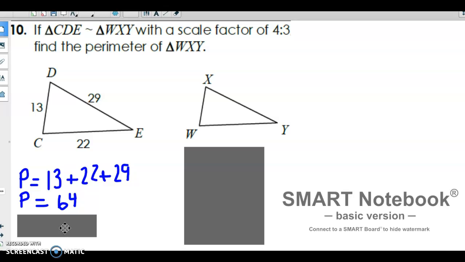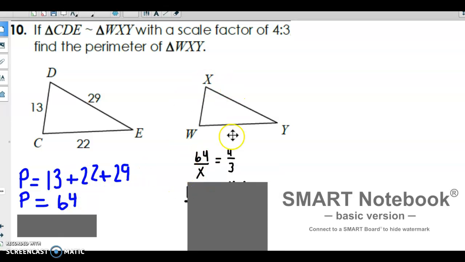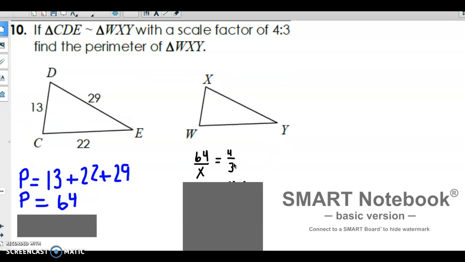We can use that to set up our proportion. So we're going to say that 64 over x, because x is the perimeter of triangle WXY, it's what we're solving for, is equal to 4 over 3. Because we know that 4 over 3 is the scale factor. After you have that set up, this is a pretty simple one to solve.